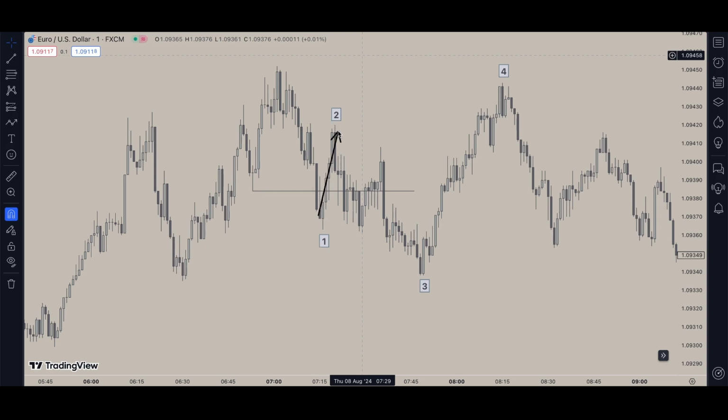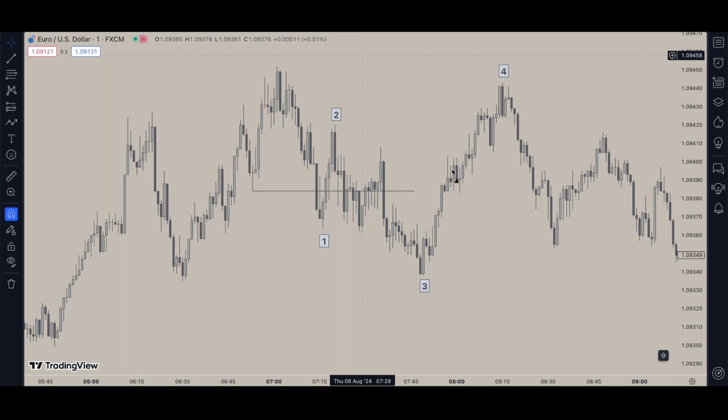And then we're going to wait for price to take out the number 1 level, which it does right here, which gives us the confirmation that this high is our number 2. And then we wait for price to take out number 2. So price goes down, down, down, creates this low and starts moving back up. And then as soon as it takes out this level, which is our number 2, which it does over here, we get our confirmation that this low is our number 3.